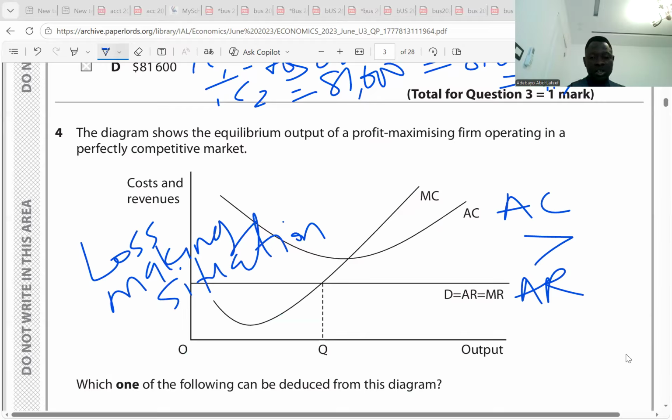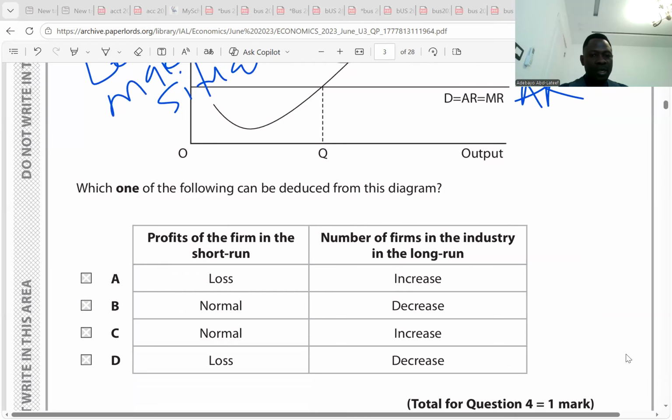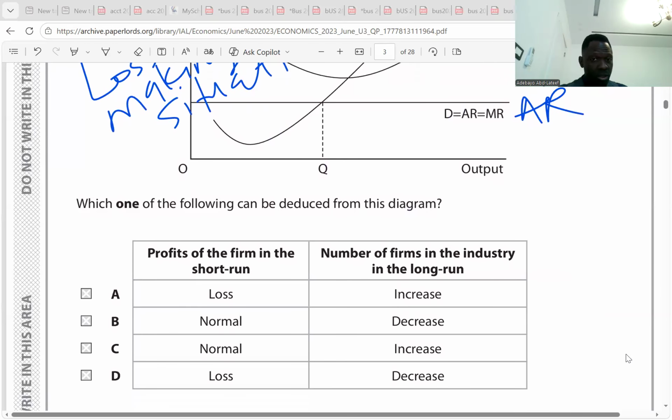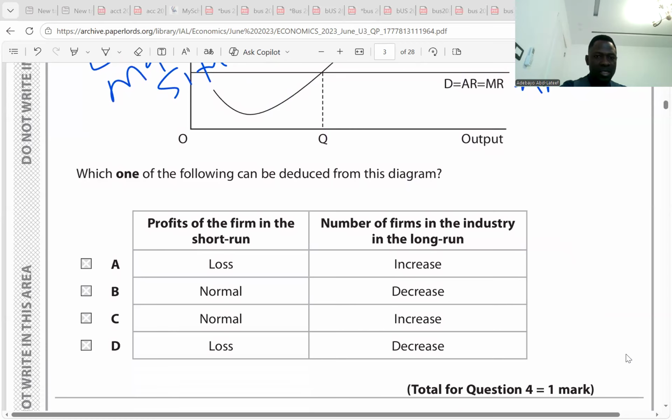It's a loss-making situation. And now let's check the options together. It said profit of the firm. Now the question said which one of the following can be deduced from this diagram? A: Profits of the firm in the short run is a loss. Yeah, it's a loss. This is right. But numbers of firms in the industry in the long run would increase.